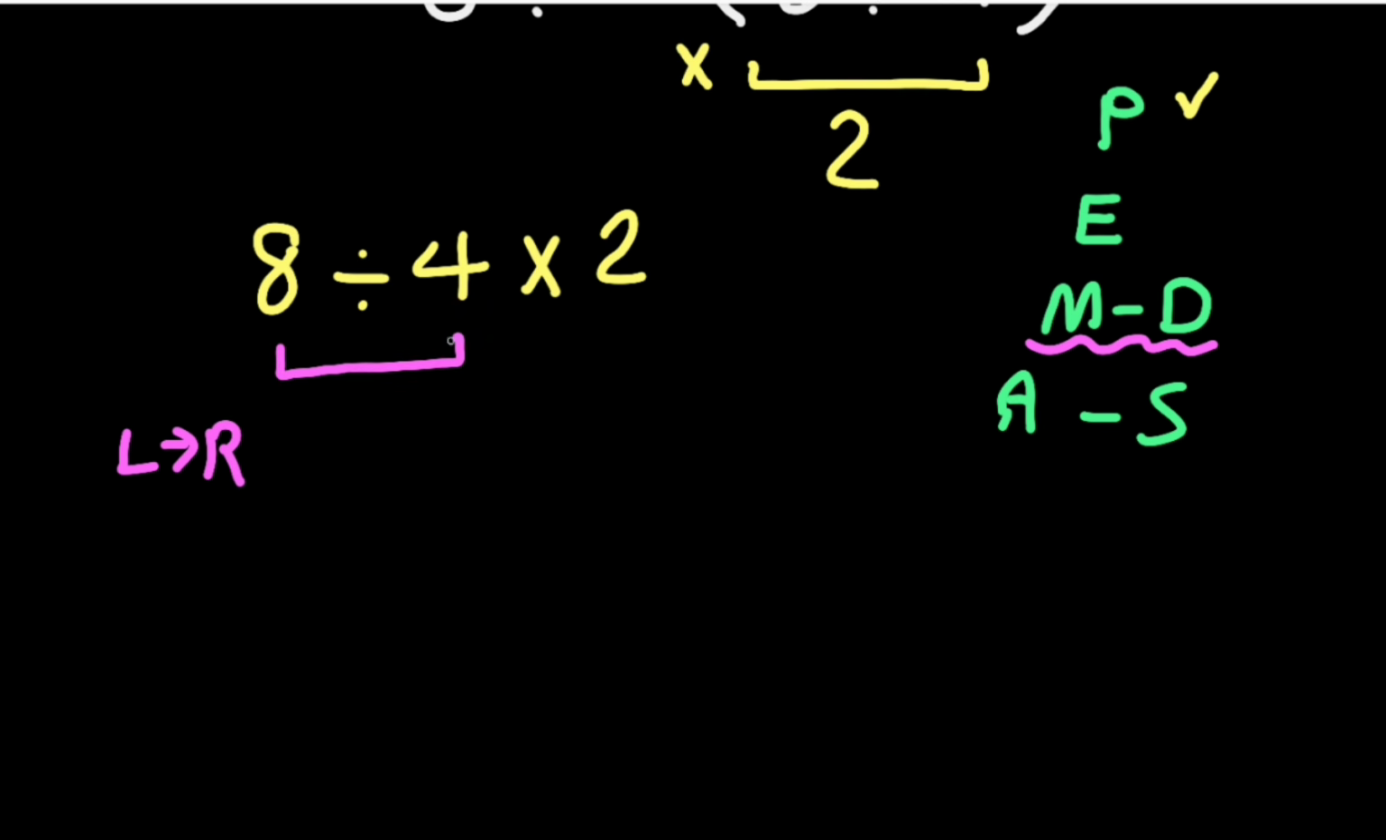8 divided by 4 equals 2. At the end we have 2 times 2. So our final answer is 4.